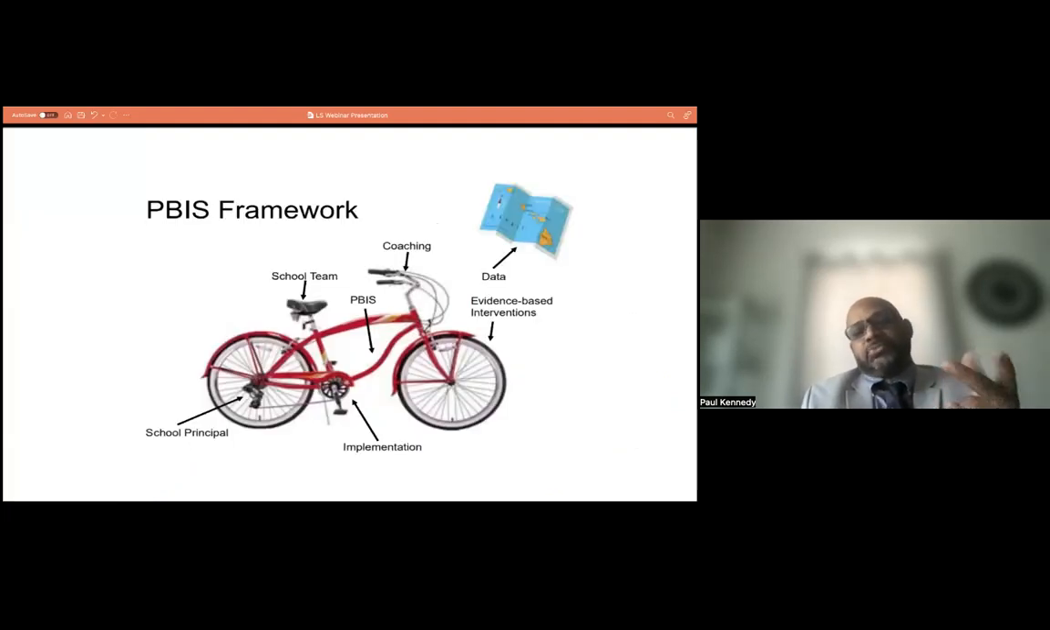So 2 examples that I normally give. This is an example of a bike. You have the bike frame, and the bike is quote unquote PBIS. So inside that framework, you have implementation, you have the principal, you have the school team, you have coaching, you have data, you have evidence-based interventions. And so another example that I normally give, imagine building a house or a building. The first thing you start with when building a house is the frame, the actual frame. Before you put the cement on, before you put the bricks on, before you put the stucco on, before you do any and everything, you have the frame.